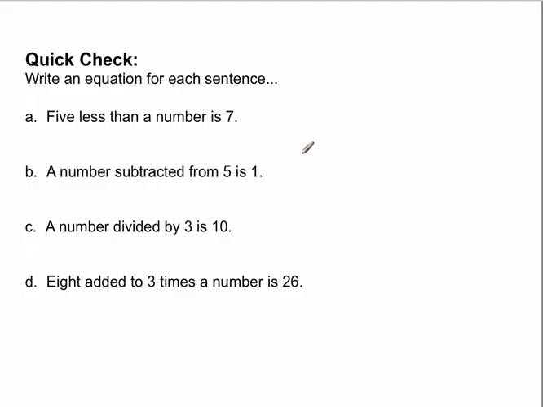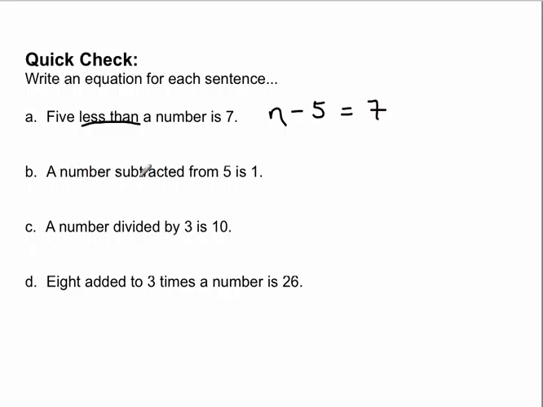Let's try a few more. 5 less than a number is 7. Again, this "less than" kind of confuses students, so let's say 5 taken away from a number. So the number goes first, and we are taking away 5. Is means equals, and 7.